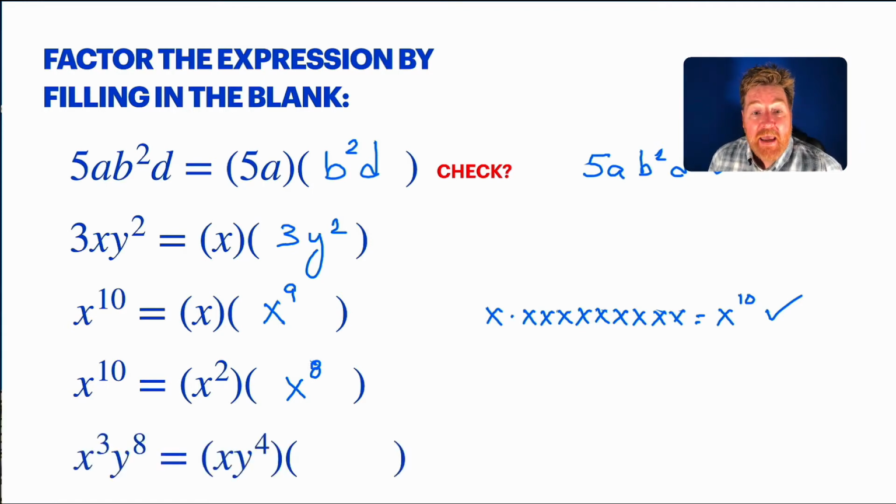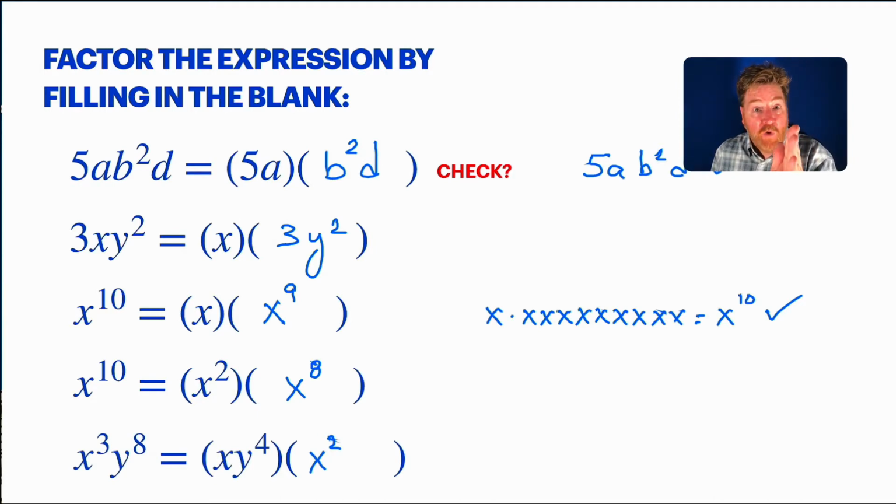Last one here. X cubed y to the 8th. First factor is x, y to the 4th. Interesting. Okay. Well, we got one factor of x. We need to multiply it by something else. So we'll get 3 factors of x. So guys, does it make sense to say we're going to need 2 more factors of x? Hope so. I hope so.